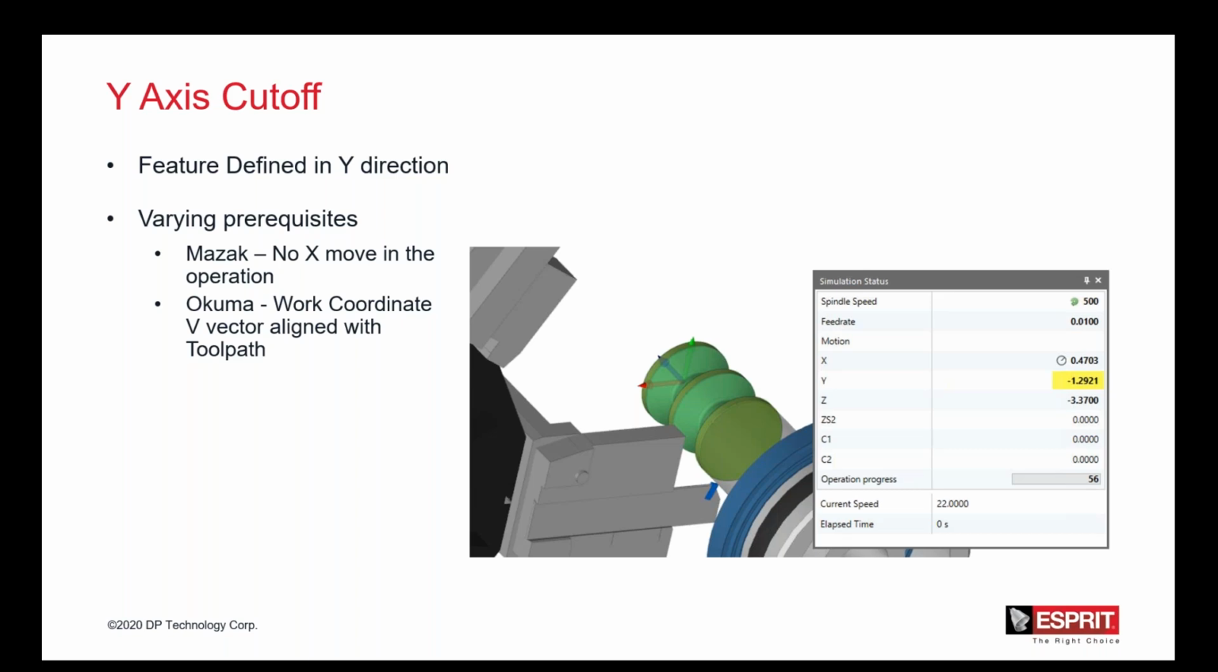There are some varying prerequisites depending on the machine type you're using. So if you're on a Mazak machine, you don't want to have any sort of X move in the operation. It's just a limitation for that machine for the y-axis cutoff. And then for Akumas, you want to make sure your work coordinate V vector is aligned with your tool path. But those are really the only limitations or prerequisites you need for that. And so I'll just go ahead and show you quickly the y-axis cutoff here.